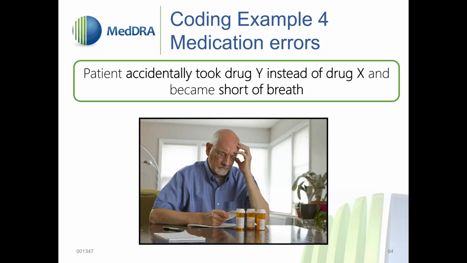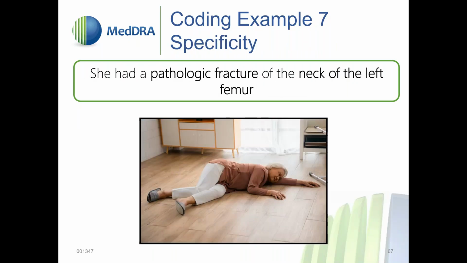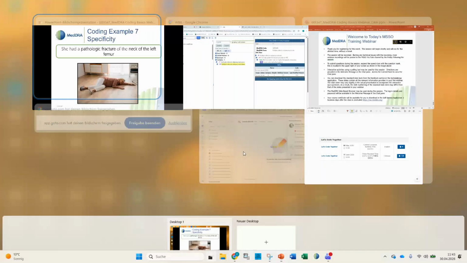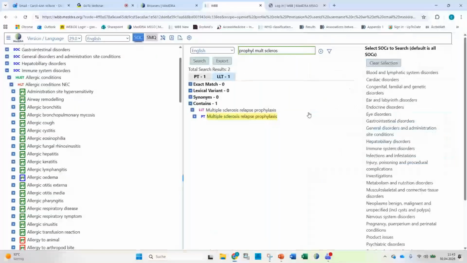Thank you. Okay, so here we have another one. She had a pathologic fracture of the neck of the left femur. We have to really hurry up a bit, because I would like to have you code it as well. So code as reported. We try to capture as much information as we can. We have not a traumatic fracture, but a pathologic fracture, and of the femur.